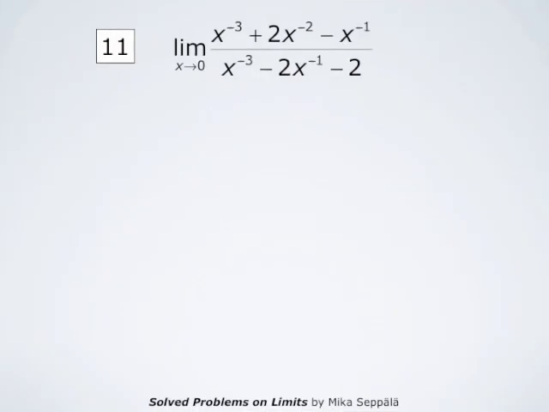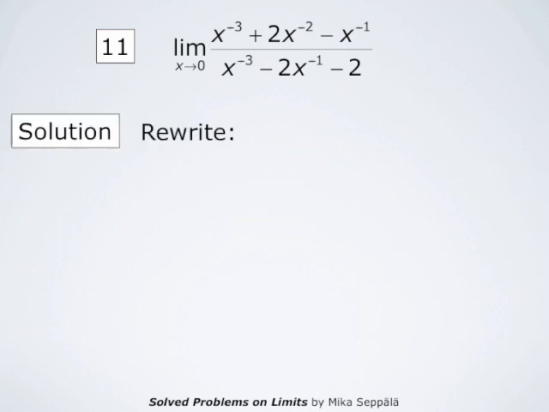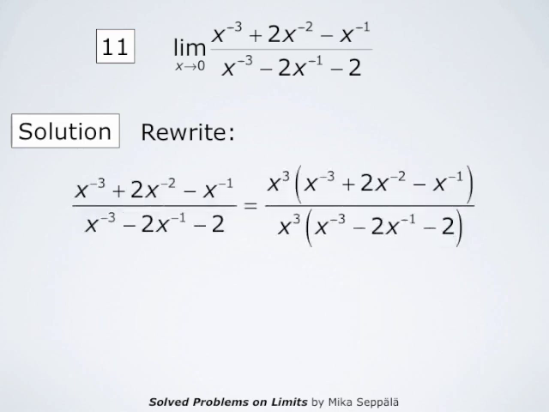To compute the limit as x approaches 0 of x to the power minus 3 plus 2 times x to the power minus 2 minus x to the power minus 1, and that divided by x to the power minus 3 minus 2 times x to the power minus 1 minus 2, we perform a rewriting. We multiply both the numerator and the denominator by x cubed. Therefore, the expression becomes x cubed times the original numerator divided by x cubed times the original denominator.